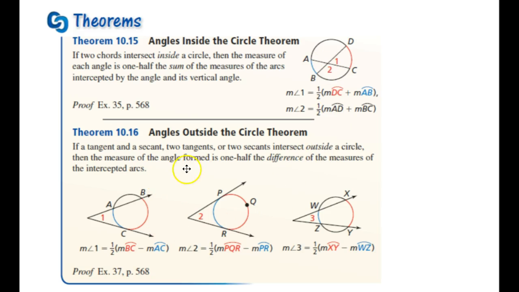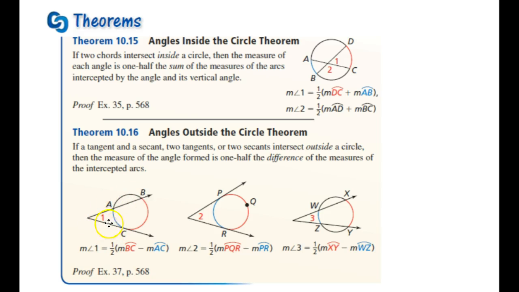Now there's 3 real possibilities if I'm outside the circle. The first possibility is I could have one line that is tangent and one that is a secant. To find this angle, since I know I have a tangent line and a secant line, I'm going to go ahead and subtract, right?